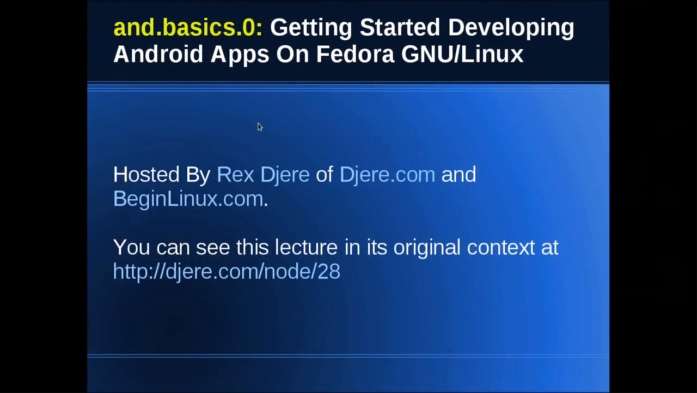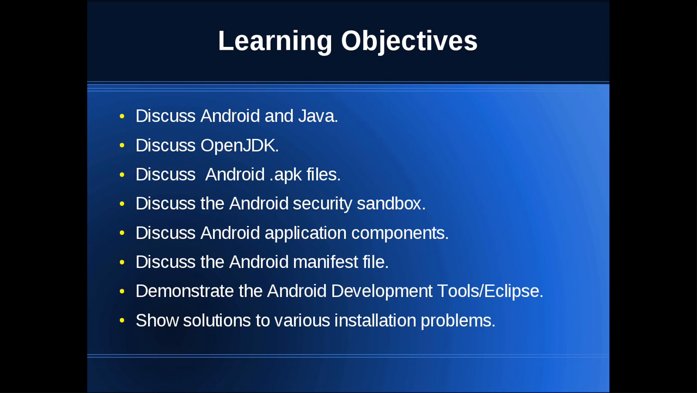Today's lecture is called "and.basics.0." The "and" stands for Android. Getting started developing Android apps on Fedora GNU/Linux. You can see this lecture in its original context at jerry.com/node/28.